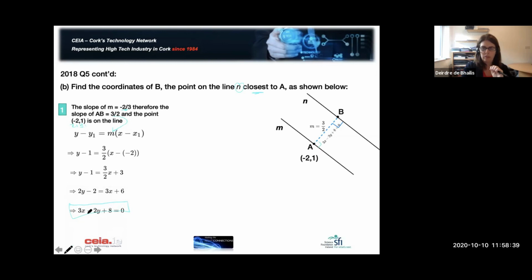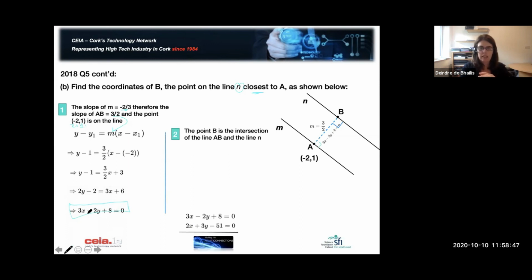So what we need to do is the point B is the intersection of the line AB and the line N. So we need to simply solve between those two lines. In the point of intersection, when we solve for x and y, that is the point of intersection B.